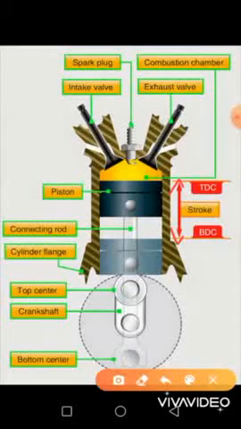Next one is compression ratio. What is compression ratio? Compression ratio is the ratio of total volume to clearance volume. We know that total volume is this much and clearance volume is this much. So the compression ratio is the ratio of total volume to clearance volume.